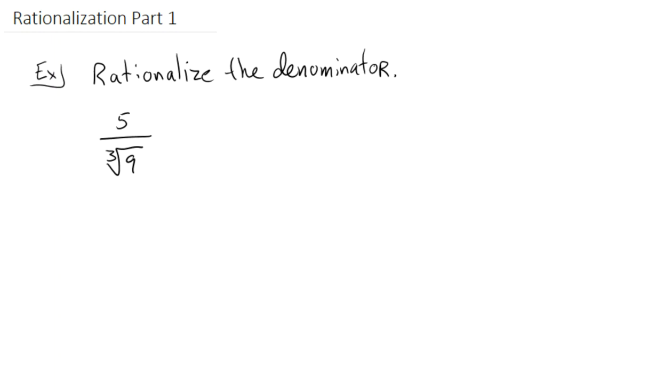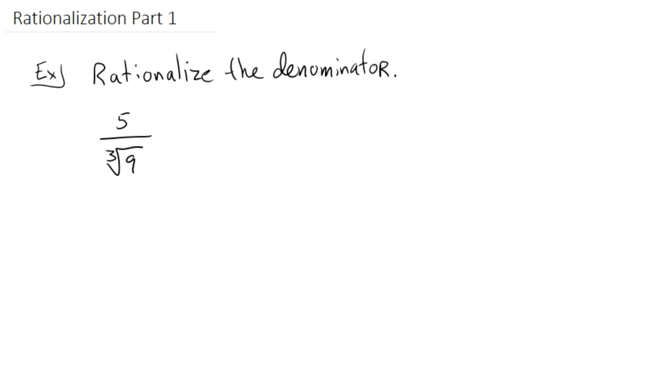So our directions are to rationalize the denominator, and I have 5 over the cube root of 9. So again, the goal of rationalizing the denominator is to get it so the denominator doesn't have the radical in it, but the consequence of that is that the numerator will end up with a radical. And the technique that we're going to use for this is something we've talked about before: with a fraction, I can introduce new material as long as I introduce it to the numerator and denominator.